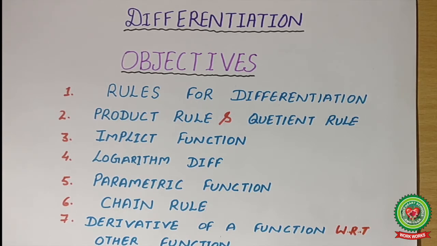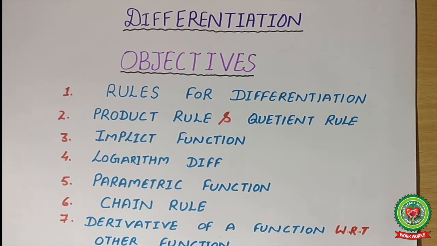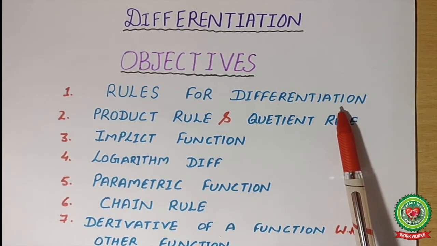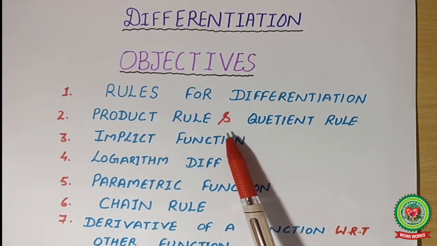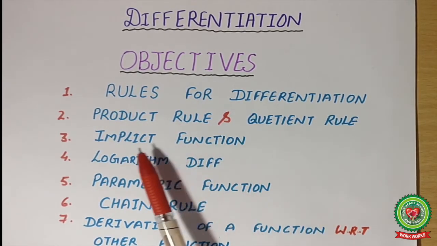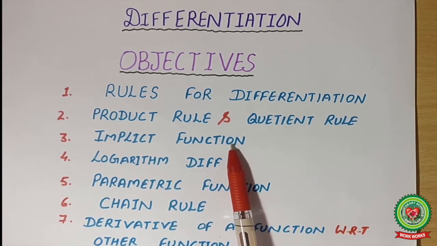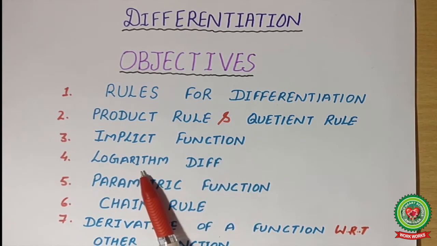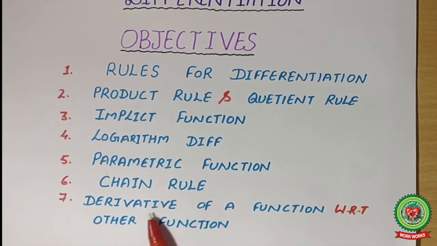Science students have already done this topic in physics in +1. Let's discuss what we will learn from this topic. We will learn the basic rule for differentiation, then product rule and quotient rule. Then implicit functions: when an implicit function is given to you, how to find the differentiation. Logarithmic differentiation, parametric functions, chain rule, and the derivative of a function with respect to another function.